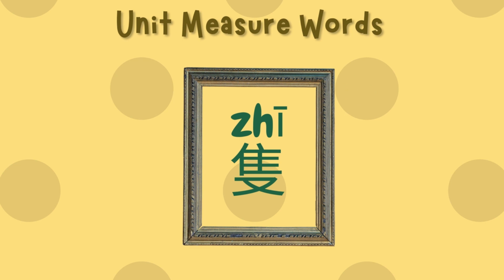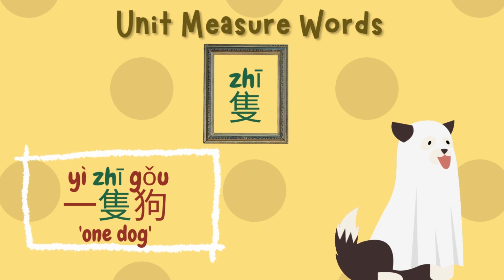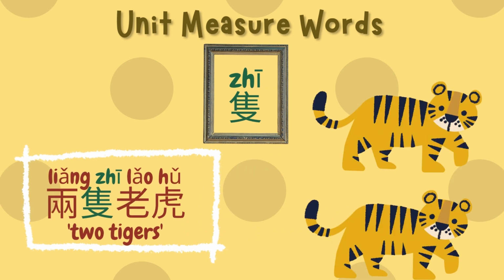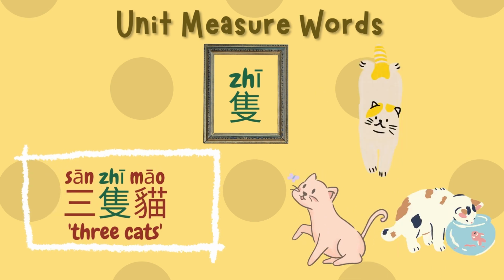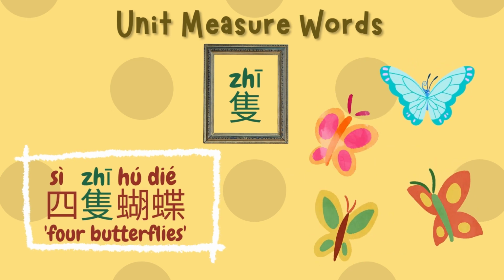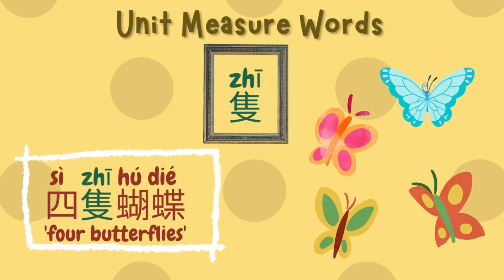The following measure word is zhi, which has 3 different characters, all with the same pronunciation. The first one is 只, which is used to count certain animals or objects that are singular and relatively small in size, typically animals with legs or wings, such as birds, insects, and some small mammals. For example, 一只狗 one dog, 两只老虎 two tigers, 三只猫 three cats, 四只蝴蝶 four butterflies.